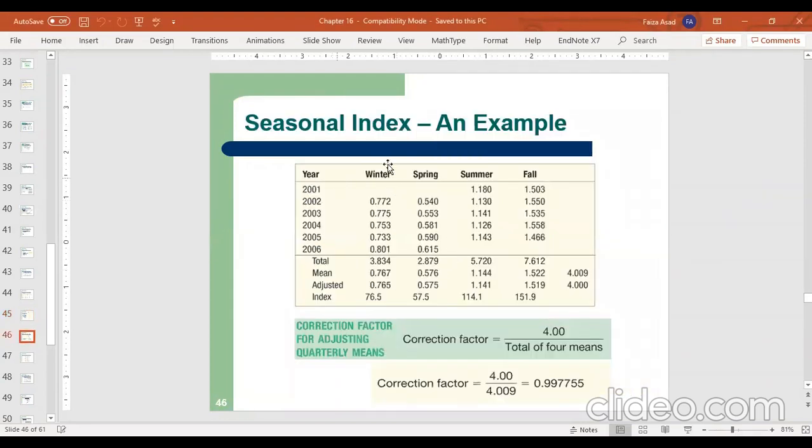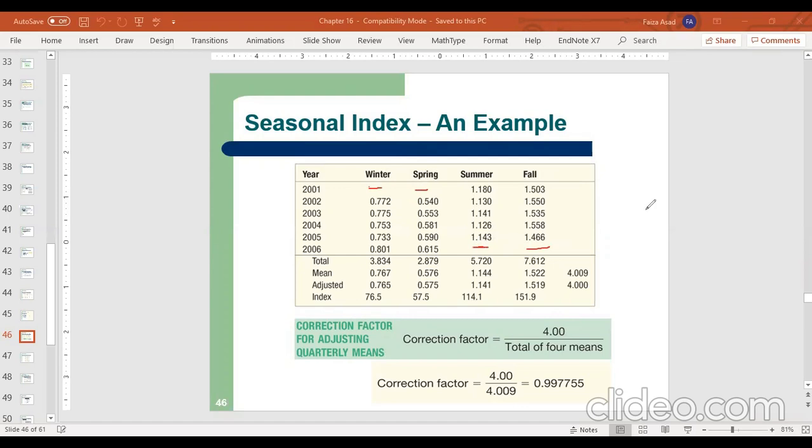So here is the seasonal index in tabular form. We rearrange the data into tables. The first column is year, then winter, spring, summer, and fall. We lost the first two values for two seasons and the last two values of the season, because we were using a moving average method.